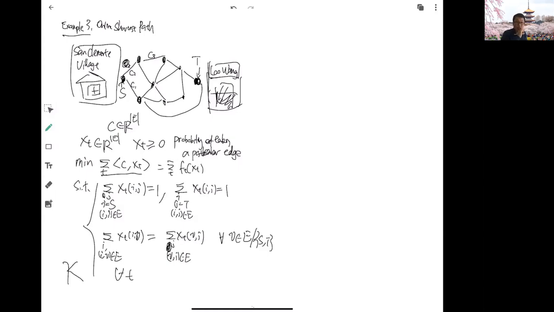But it could also be a bandit problem. Suppose you take your path, and can only observe, like on the way from San Clemente village to Lawang, the cost of the edges that you have visited. Then that will be a bandit problem.